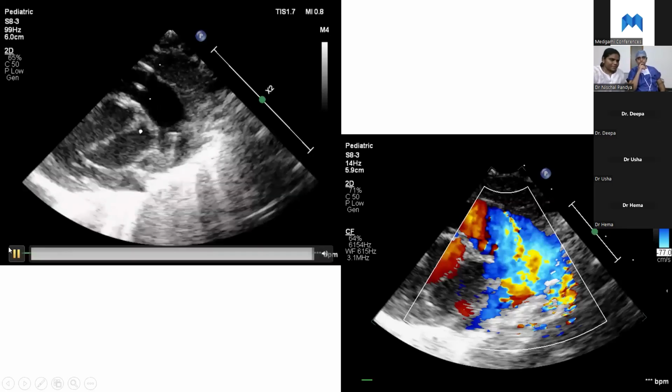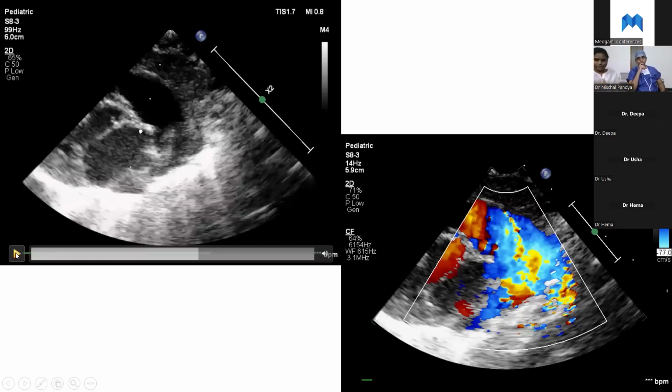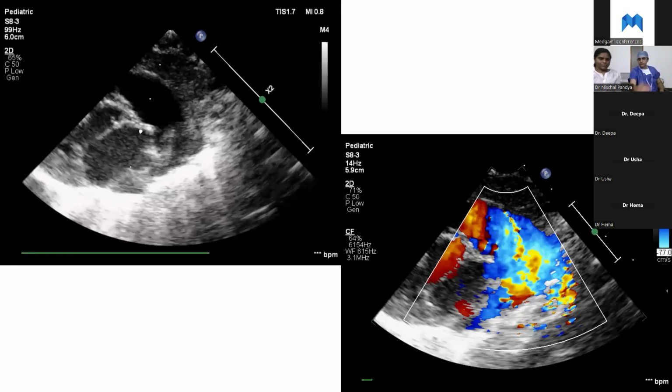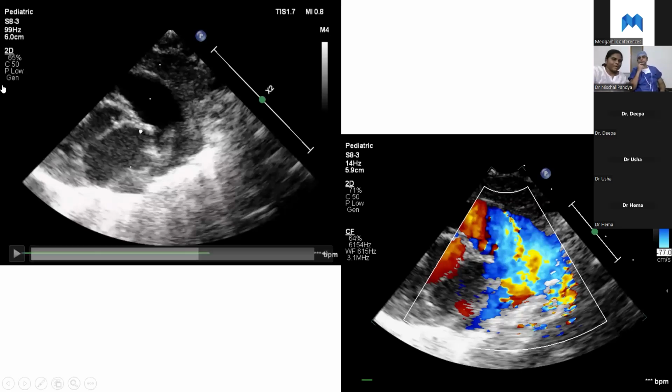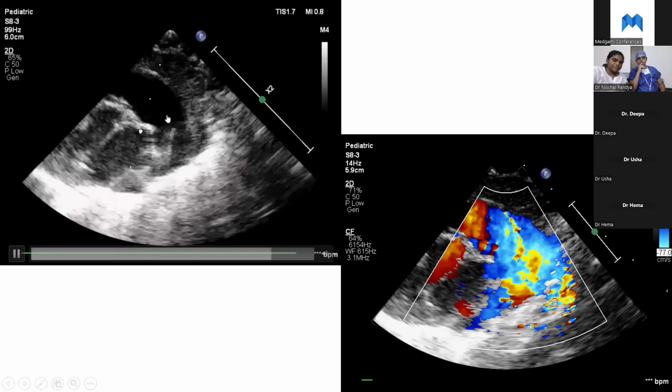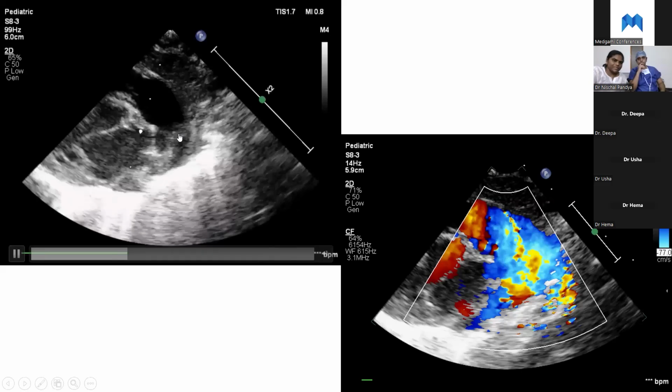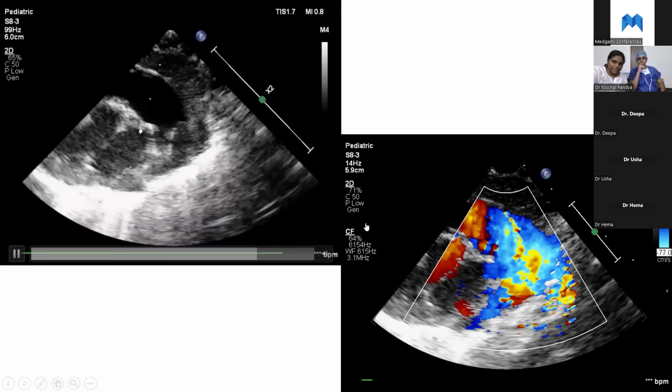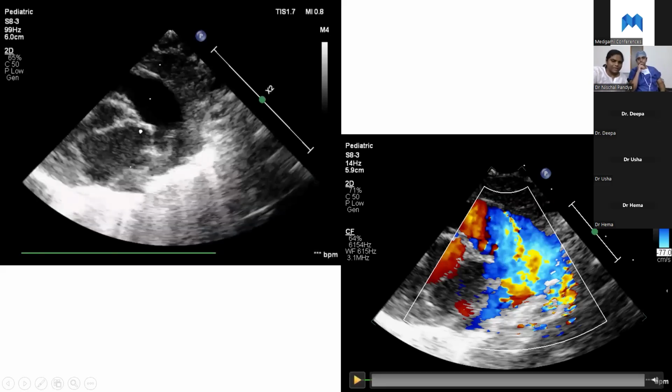Actually, you had explained PDA in that set, if you want to tell. And this is a view to see the ductal attachment to the pulmonary artery. So this is the PDA which is seen attached to the pulmonary artery in the standard ductal view.